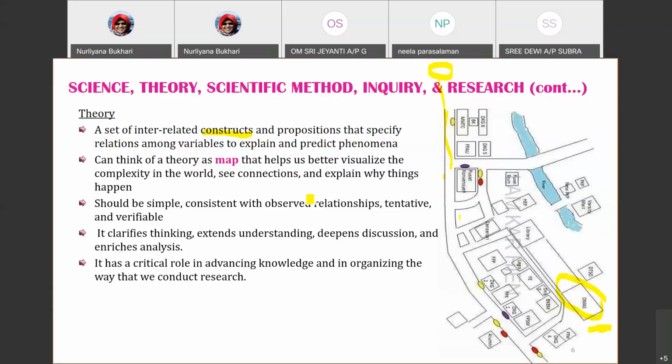And when you look at the theory, it is simple, but it gives meaning. You say, okay, this is how things work and how they relate to and inform each other. And the most important thing, it has a critical role to advance knowledge. That's why we conduct research. We always base it on a theoretical framework.